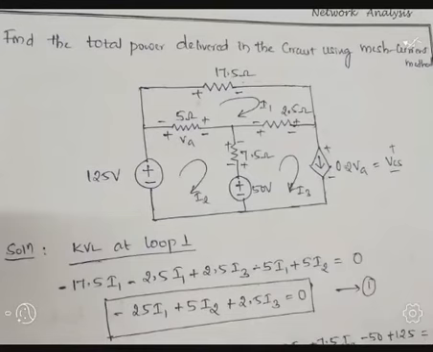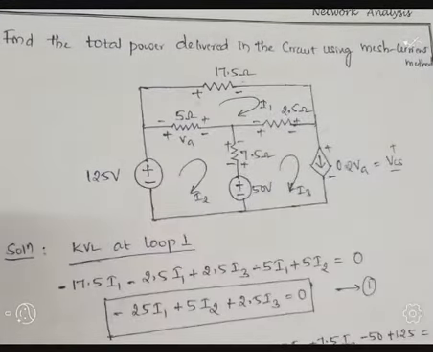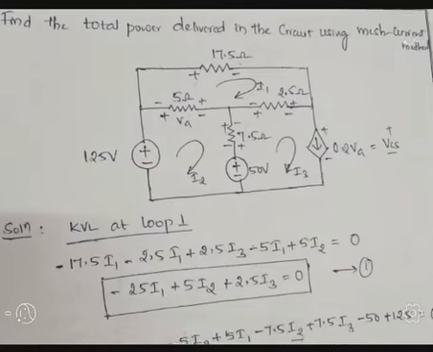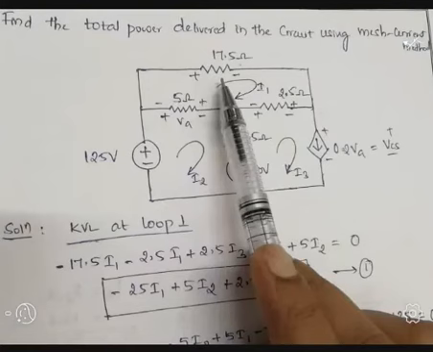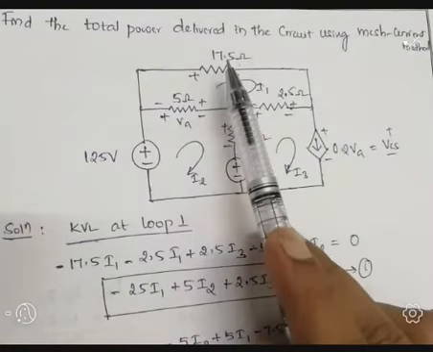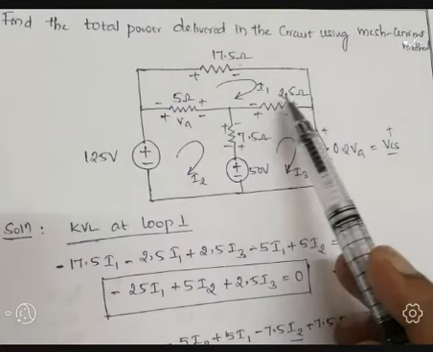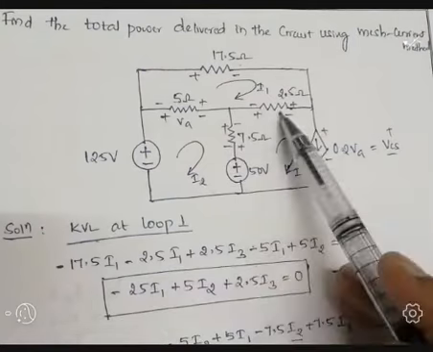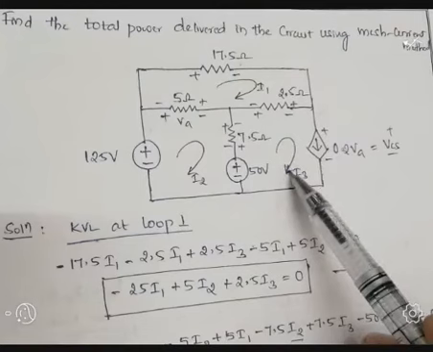We have to calculate the total power delivered in this circuit, so all the sources we have to consider here. Because of that, first I will apply the KVL to the first loop, that is minus 17.5 I1. Coming to this branch, minus 2.5 I1, and in the same branch one more current is flowing, that is I3, as the head of the arrow mark is pointing here.